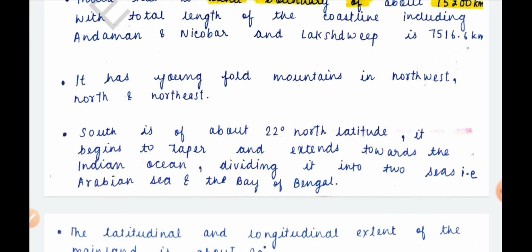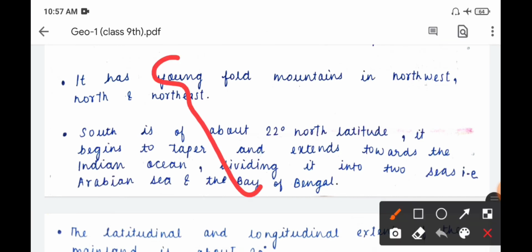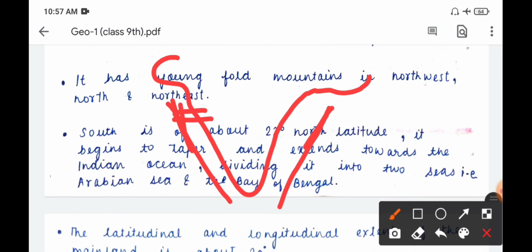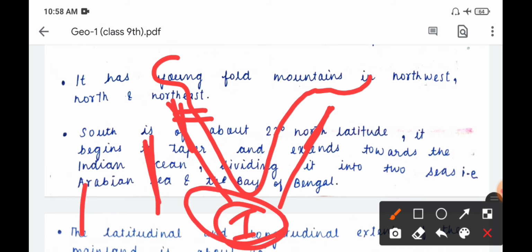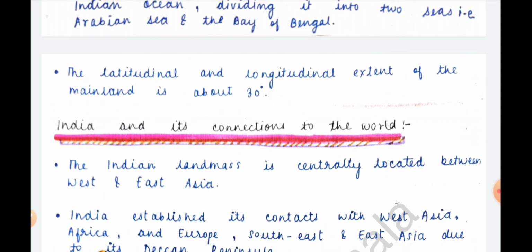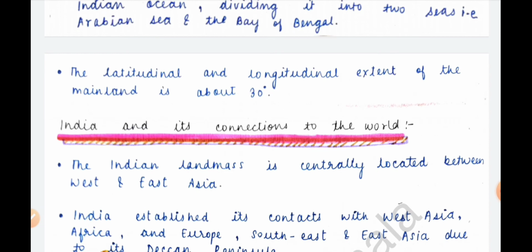The southern portion of India, at about 22 degree north latitude, begins to taper and extends towards the Indian Ocean, dividing it into two seas, the Arabian Sea and the Bay of Bengal. So here we are talking about this portion of India. It begins to taper from the southern portion and it divides the Indian Ocean into two seas, Bay of Bengal and Arabian Sea. The latitudinal and longitudinal extent of the mainland is about 30 degree. So it was all about the size of India.